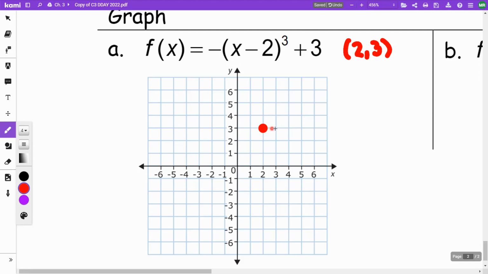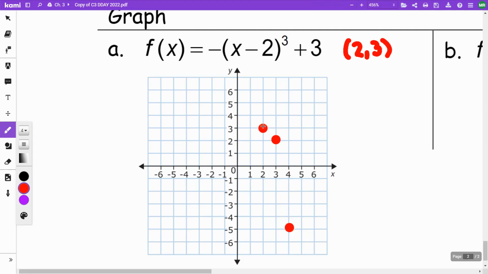So if I go out 1, 1 cubed is 1, times it by a negative, I'm going to go down 1. If I go out 2, 2 cubed is 8. I'm going to times that by a negative, so I'm going to go down 8. So that's 3, so I'm going to be down here at -5.